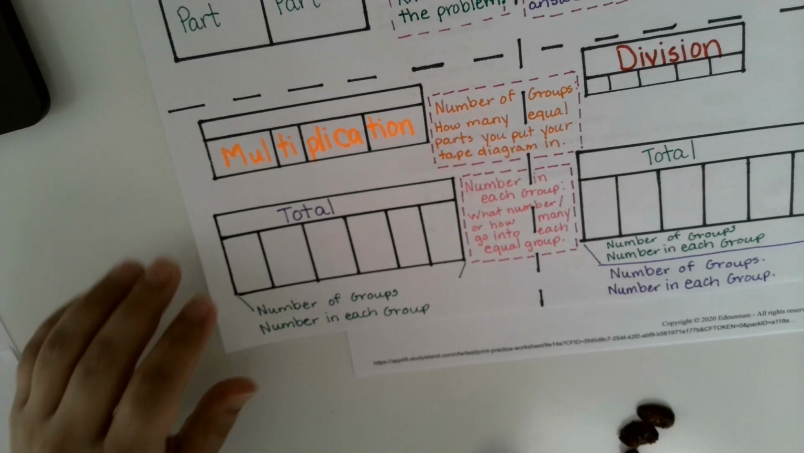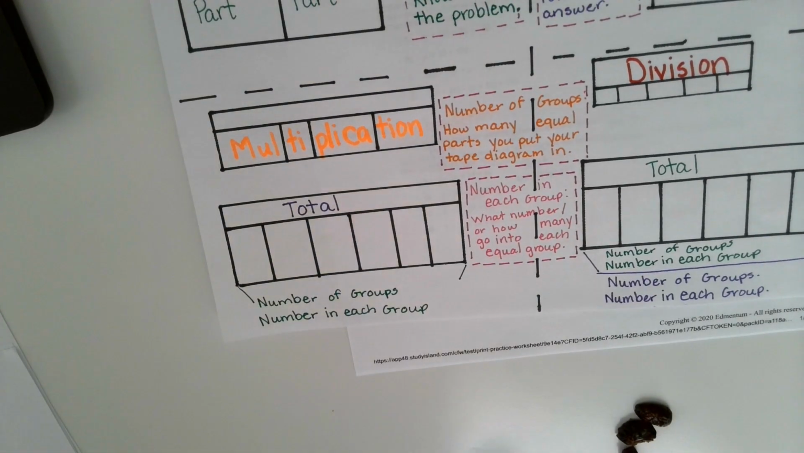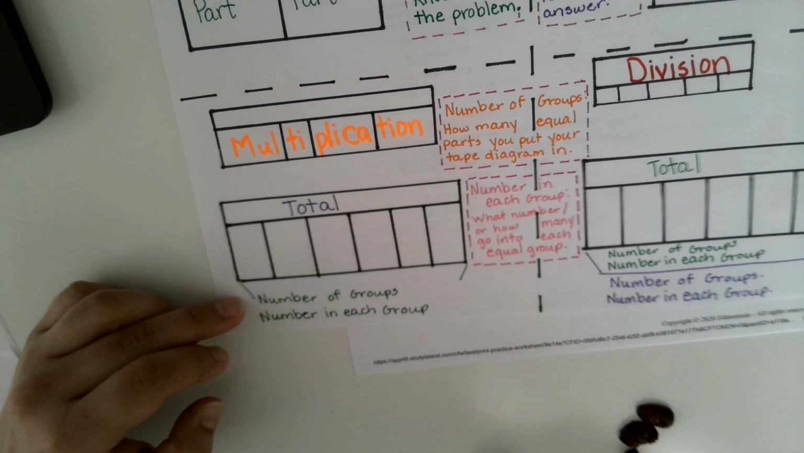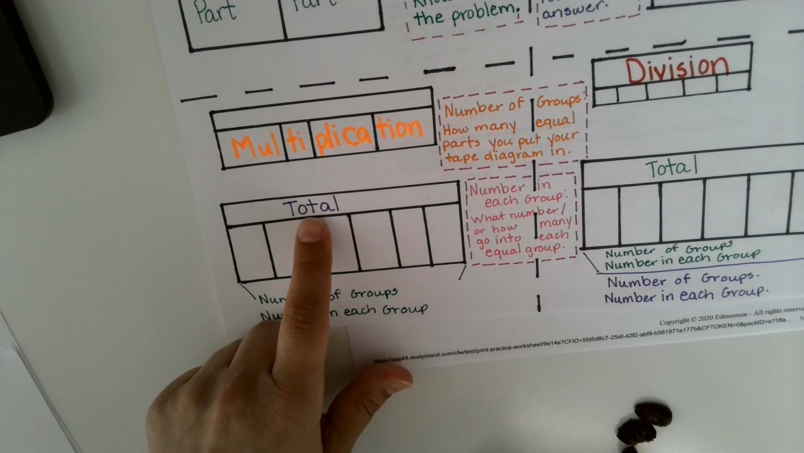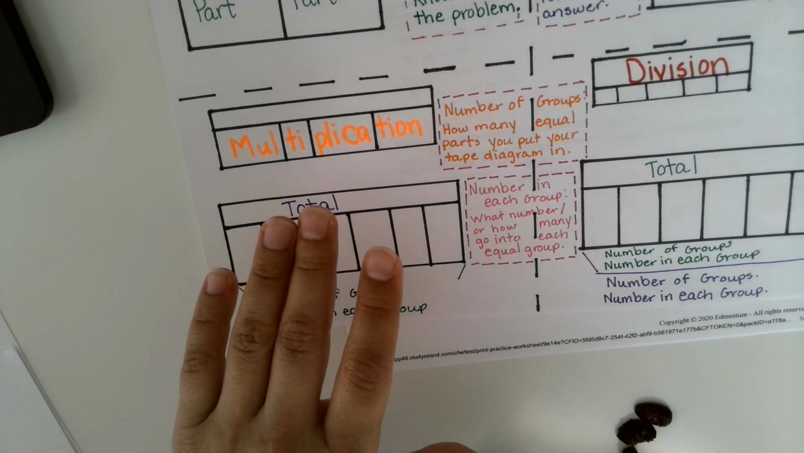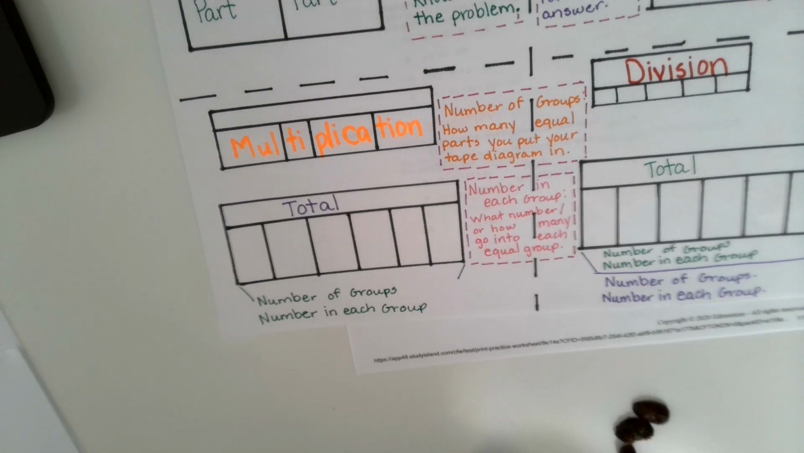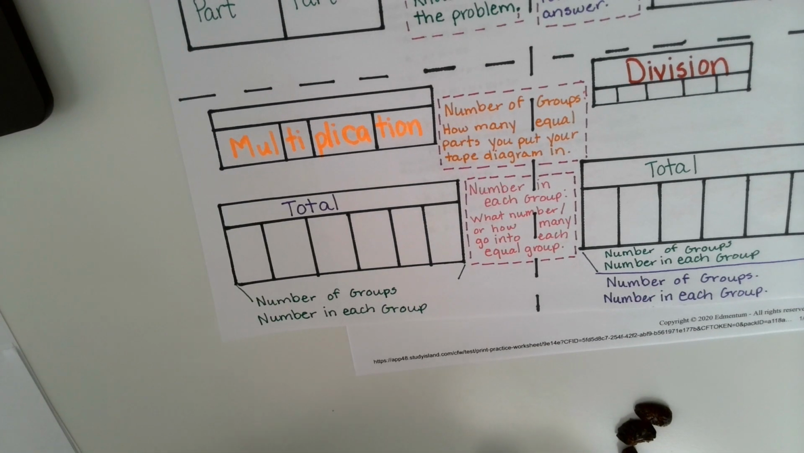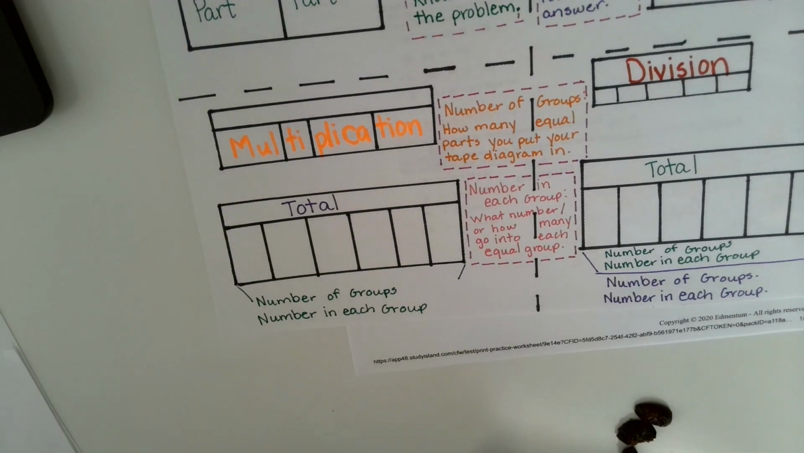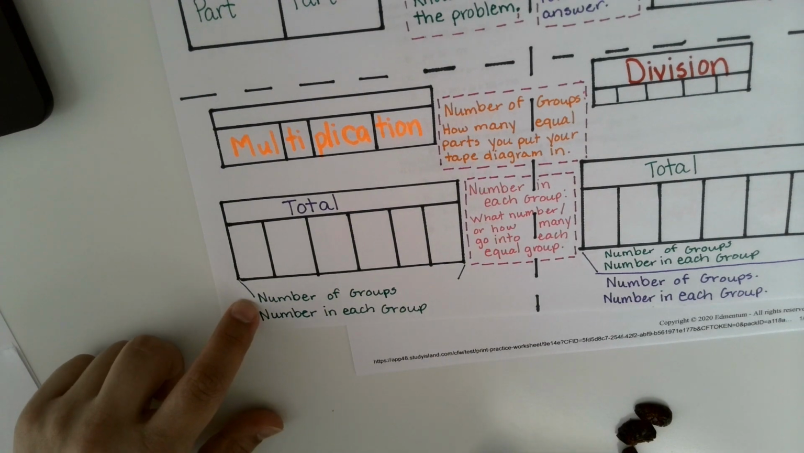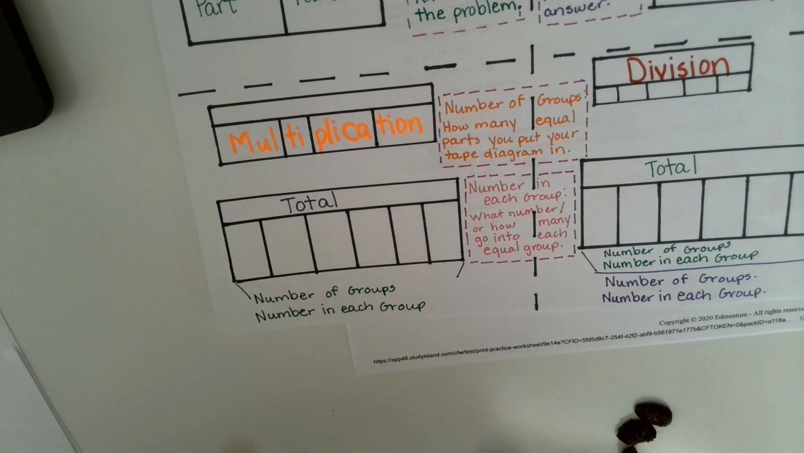So when we are solving for our multiplication problems, what we need to be able to pull out of the problem is the number of groups they're talking about and the number in each group. And remember, if it's a multiplication problem, we are solving for the total. Now that could look a little different if it's a multi-step problem in which you have to do some multiplication, some division, maybe some adding or subtracting. But if it's strictly multiplication, number of groups, number in each group, we're solving for the total.